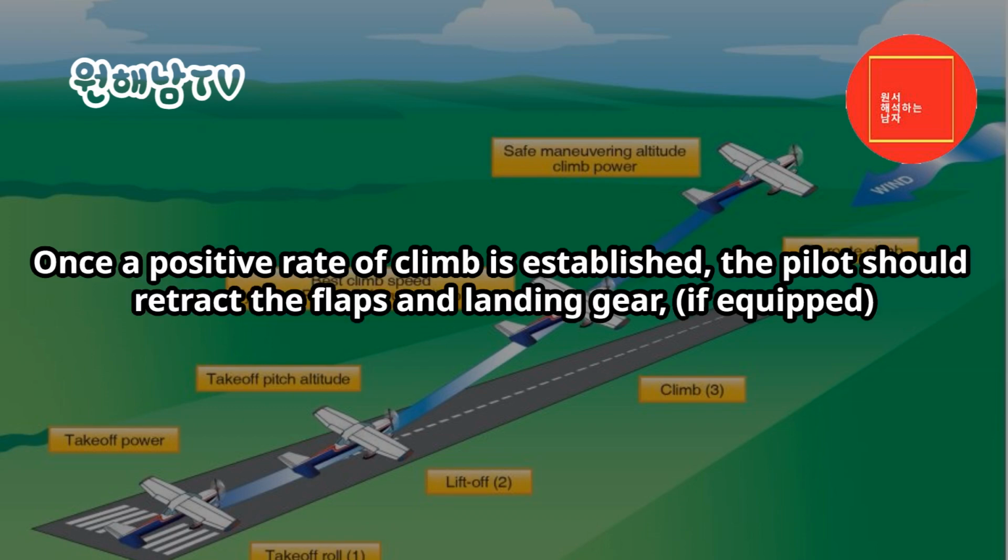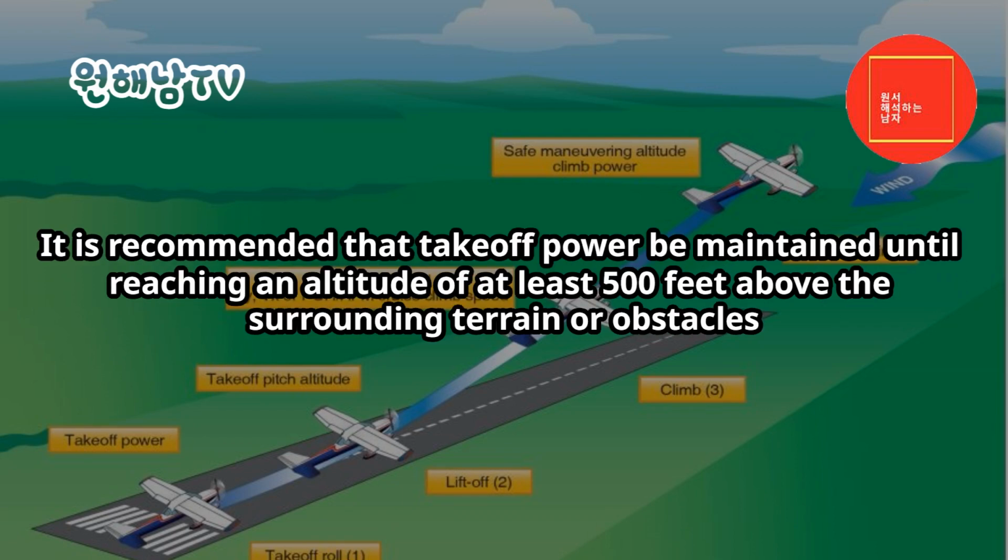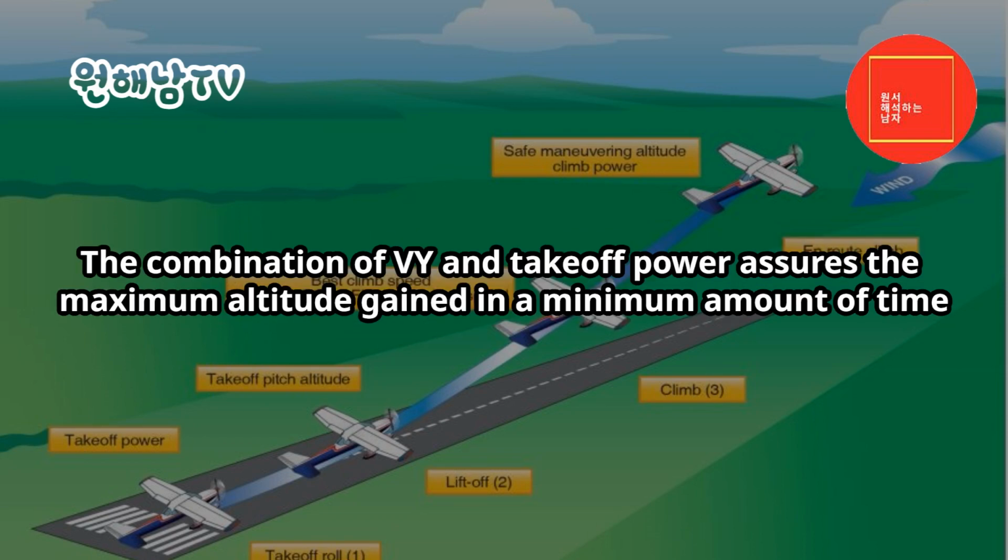Once a positive rate of climb is established, the pilot should retract the flaps and landing gear, if equipped. It is recommended that takeoff power be maintained until reaching an altitude of at least 500 feet above the surrounding terrain or obstacles. The combination of Vy and takeoff power assures the maximum altitude gained in a minimum amount of time.